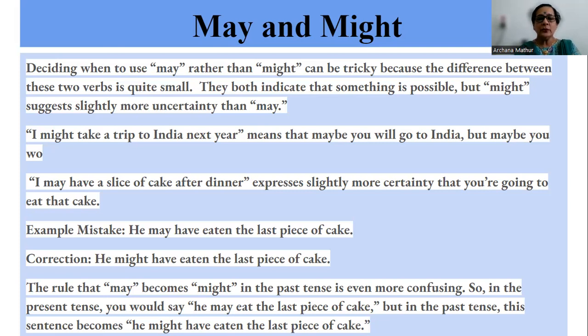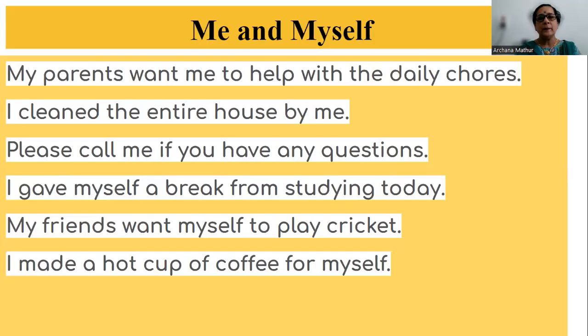So in the present tense, you would say "he may eat the last piece of cake." But in the past tense, this sentence becomes "he might have eaten the last piece of cake." I hope it's clear. Or otherwise, you may go back in the video and see it again.